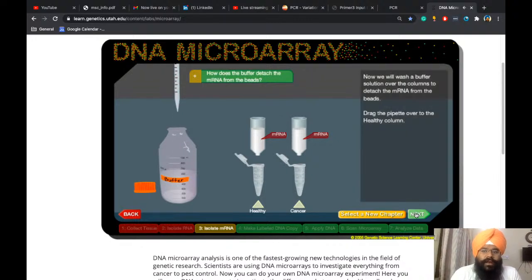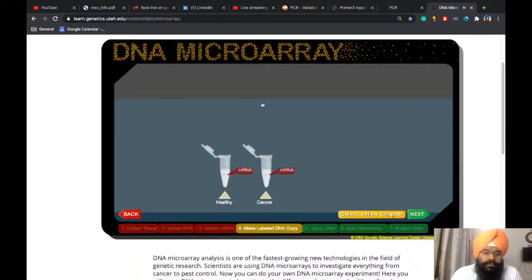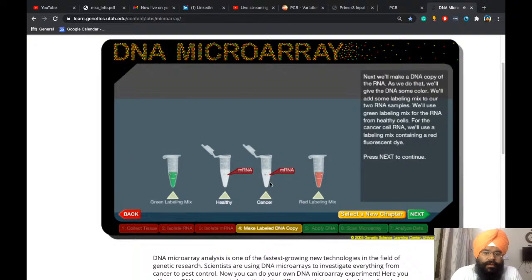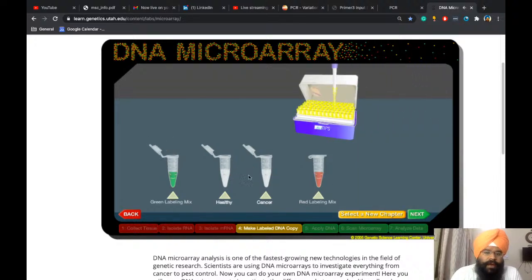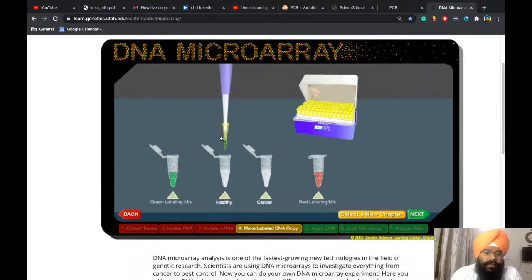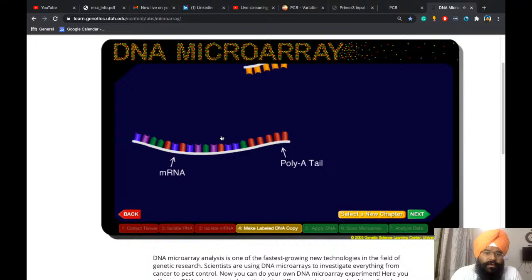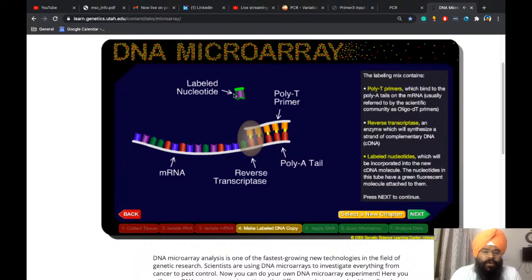Take the buffer solution and pipette it over the column. Now we will add green labeling mix and red labeling mix to it. So we have our RNA now, and the poly T primer will be attached to the poly A tail, reverse transcriptase will be attached to it, and we have labeled nucleotides attached to it. The green labeling mixture contains poly T primers, reverse transcriptase, and labeled nucleotides.